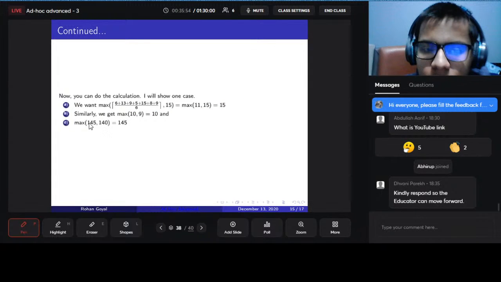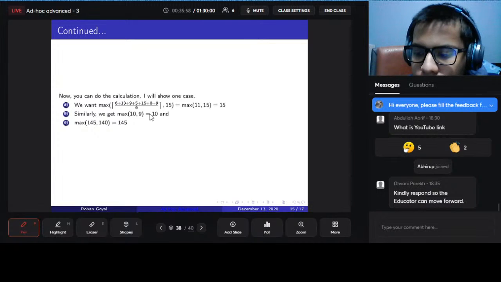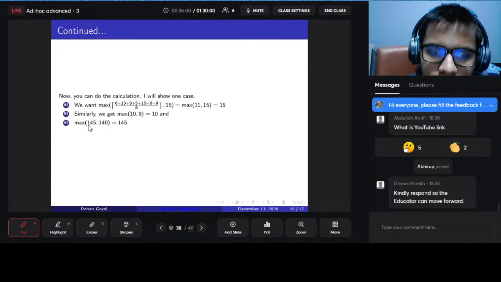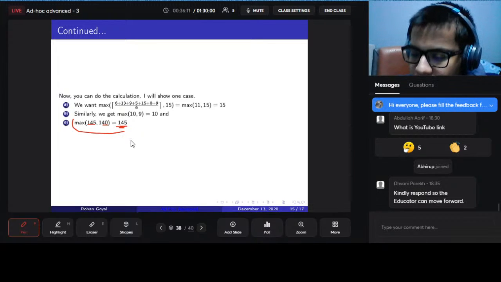We'll get the ceiling of the sum upon n minus 1 as 145, and the maximum term is clearly 140. So our answer becomes the maximum of 145 and 140, which is 145. And that's our final answer.